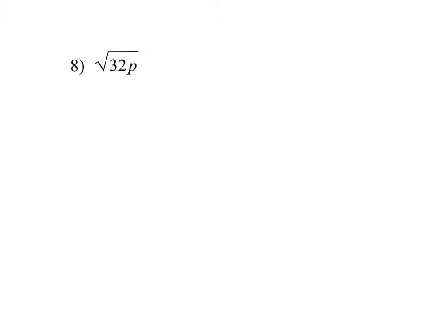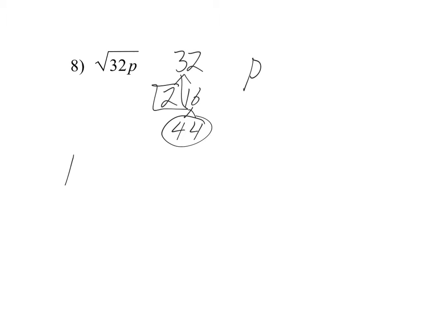Next one, square root of 32. So I have 2 and 16, and then 4 and 4. Or you could have gone ahead and said 2 and 8, 2 and 4, but I prefer to just know that 4 and 4 give me 16. So then I have 1 p, so I can't circle that, so I'm going to have 4 radical 2p.